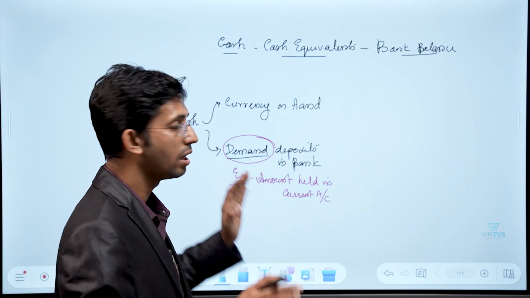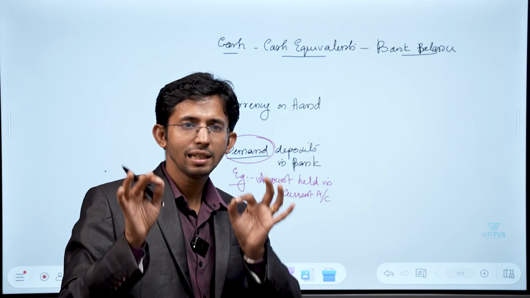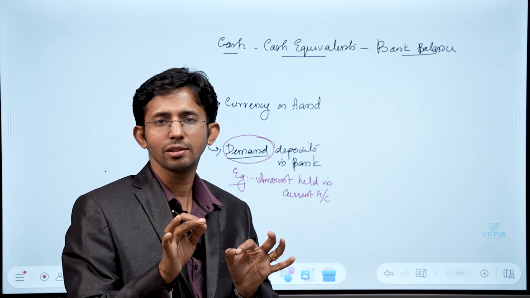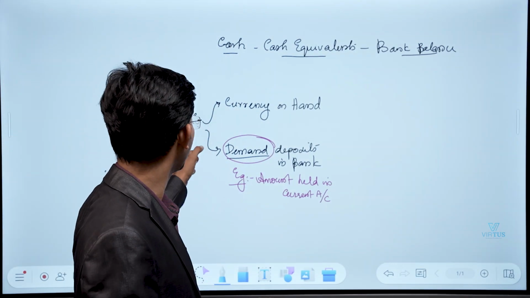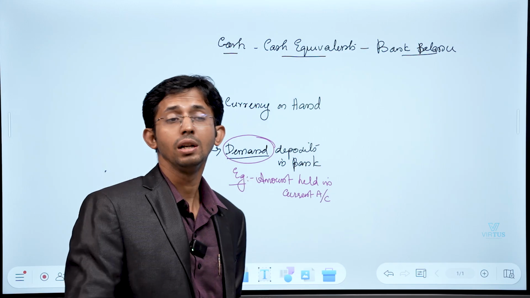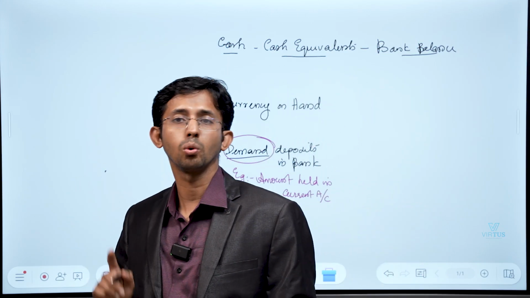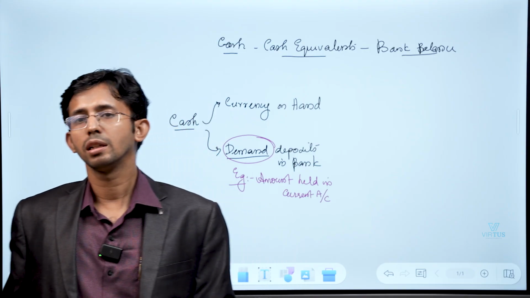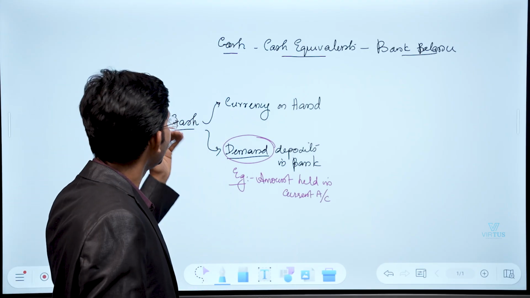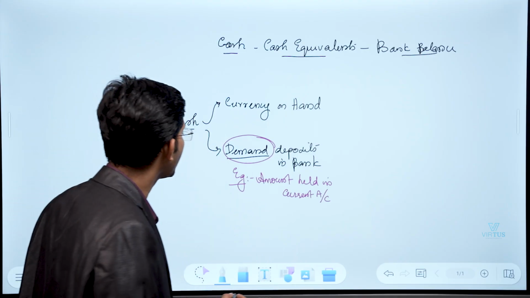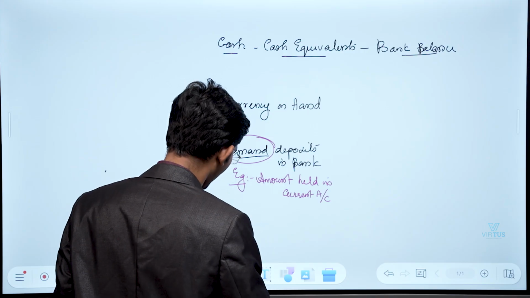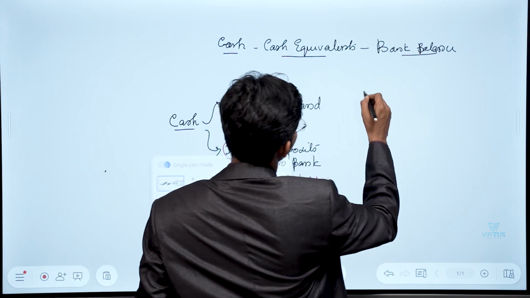It is only the demand deposits. Are fixed deposits or term deposits covered in cash? No. Only the current account balances have to be categorized as cash. So be very careful. This is very essential when you prepare your cash flow statement also. Now, having seen what cash is, you have to see what you mean by cash equivalents.